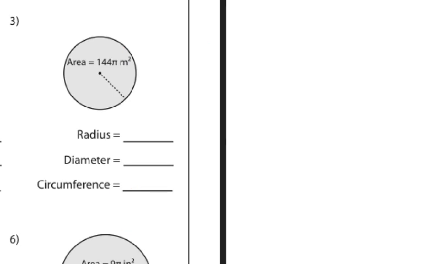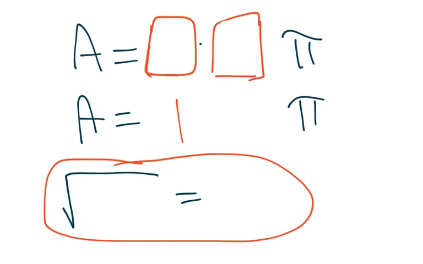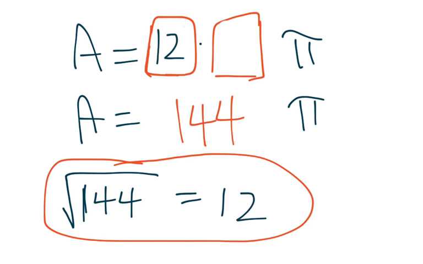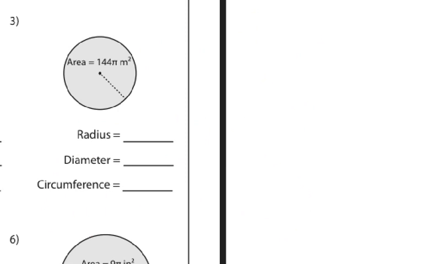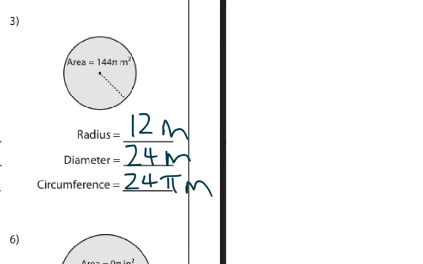Okay, so maybe you already know what two numbers multiply to give you 144, but if you don't, then you need to use your calculator. So take the square root of 144 and see what you get. And you should get 12, because 12 times 12 is 144. So the radius is 12 meters, which means the diameter is 24 meters, which means the circumference is 24 pi meters. And then we take 24 pi in our calculator and we get 75.40 meters. And then we're done.